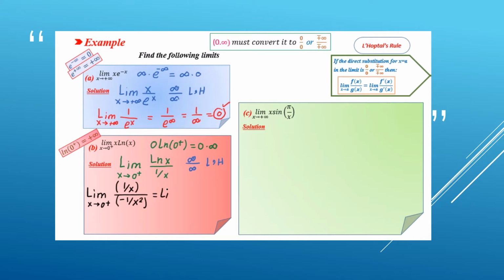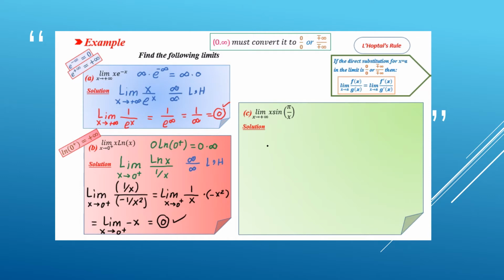So we can write this limit as 1 over x multiplied by the reciprocal of the denominator, which is negative x squared over 1. So multiply by negative x squared when x goes to 0 from the right. Now 1 over x multiplied by negative x squared is negative x when x goes to 0 from the right, and this gives us 0.